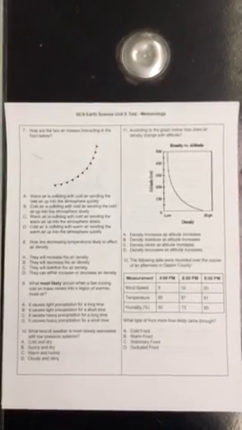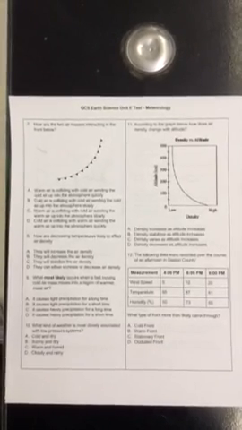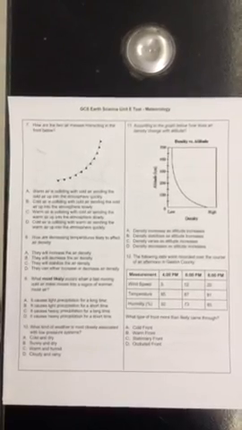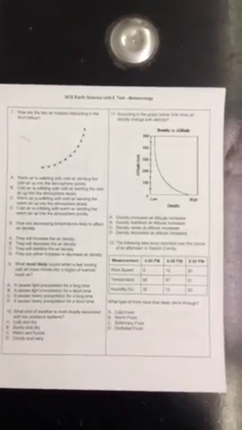Number 10, what kind of weather is most closely associated with low pressure systems? A, cold and dry. B, sunny and dry. C, warm and humid. Or D, cloudy and rainy.